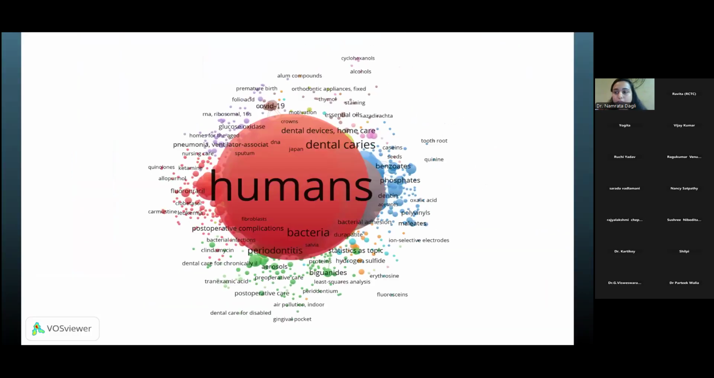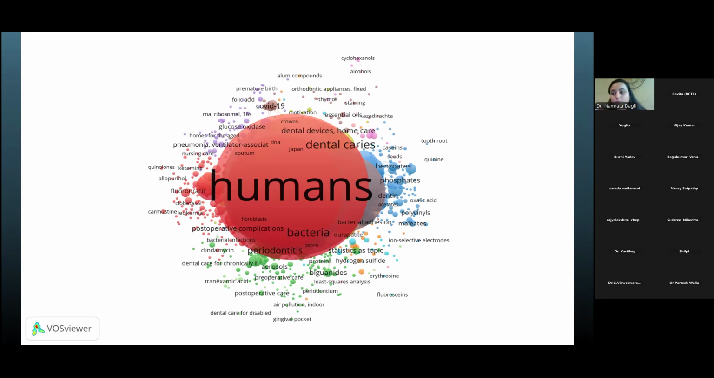Now this is another graph. Anyone want to share their opinion? What is wrong with this graph? Or if it is right, then what is right with this graph? Anyone? Please interact. I think it doesn't show the connections between the keywords. Yes, good observation. It does not show connections.